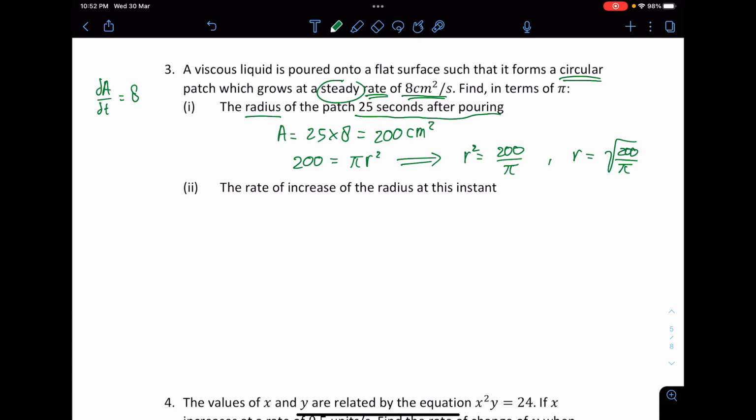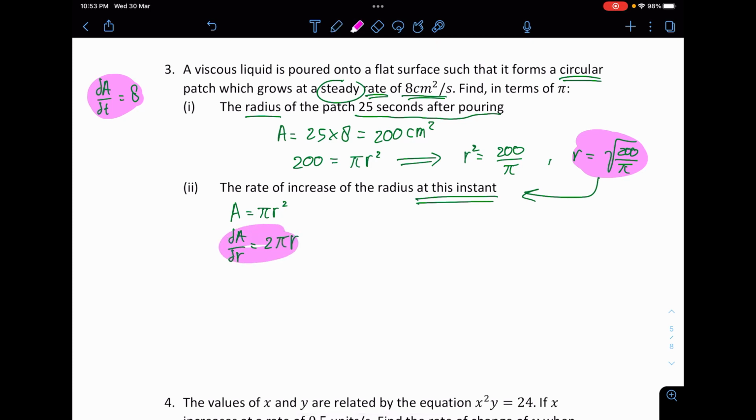The rate of increase of the radius at this instant. This instant is actually referring to the value of r. And we also have the information of dA dt. Remember the three pieces of information. We already gathered two of them, I highlighted them. The last piece is the formula. Since we are talking about the area of a circle, I would like to use A equals pi r squared. Differentiate this, I got dA over dr. So these are the three pieces of information to solve this question.